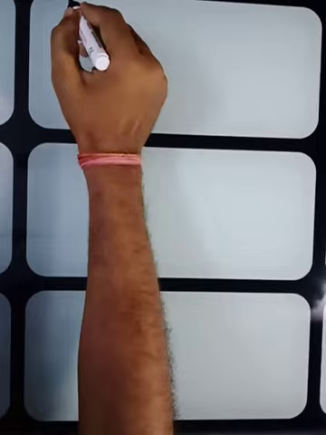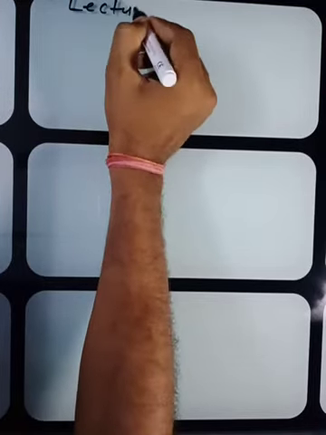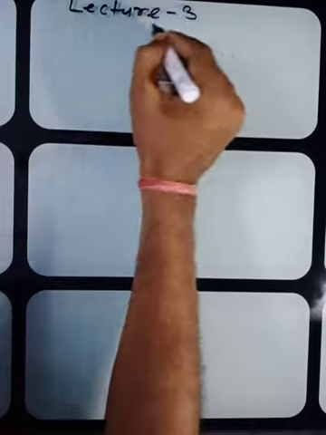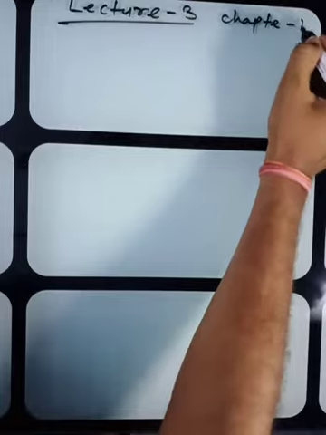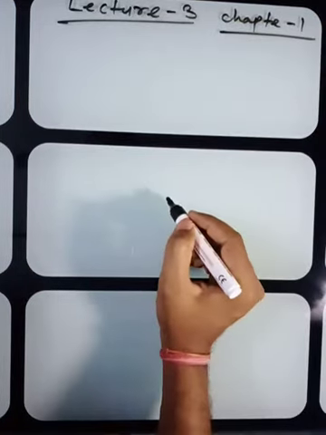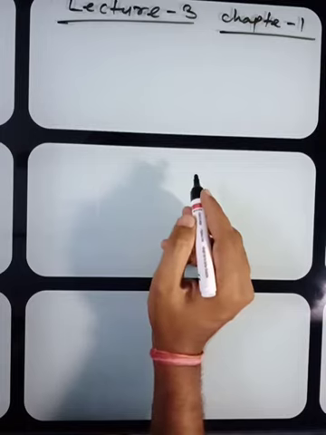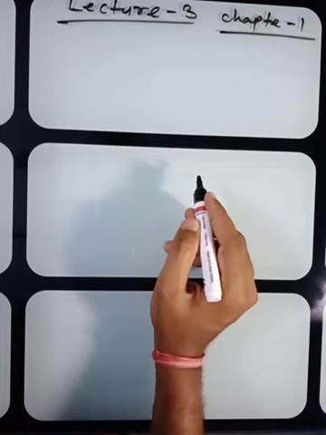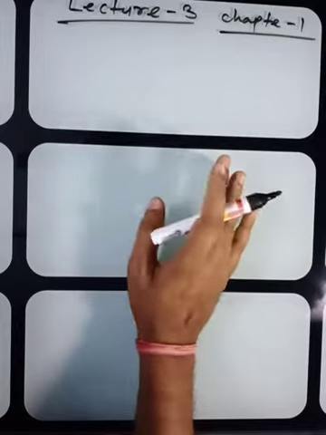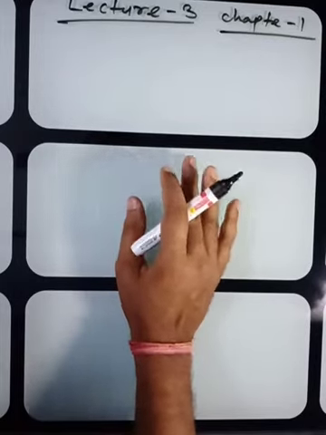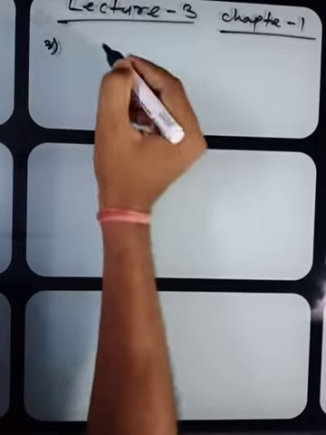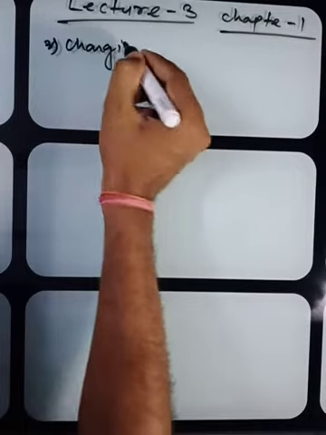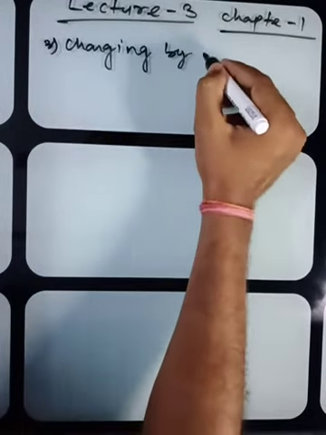Hello students, this is lecture number 3 of chapter 1, that is electrostatics. In the last lecture we discussed charging by friction and charging by induction. Today in this lecture we will discuss the third point, charging by conduction.